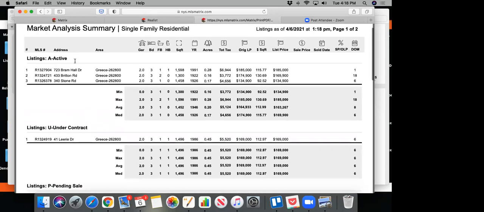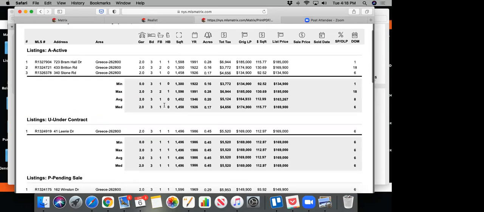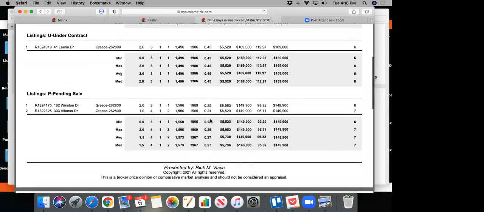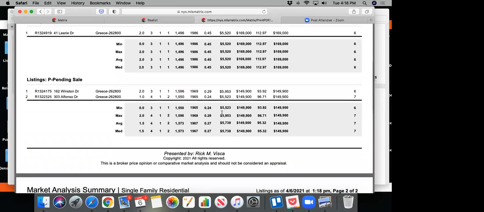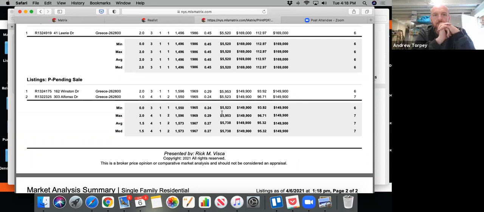So if you look at this, the actives, it's going to give you an average: 3 bedrooms, 1 bath, 1,452 square feet. List price to sale price, what the price per square foot is, and days on the market. Actives, pendings, and now you've got sold. Got it?